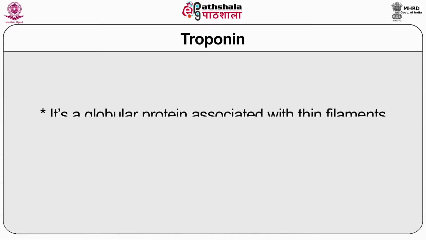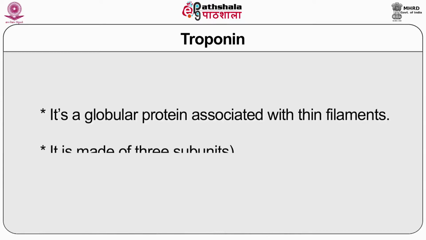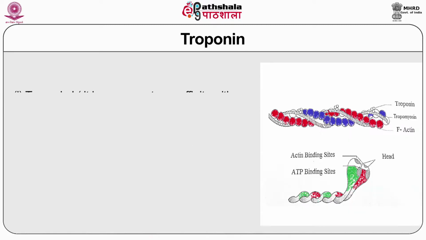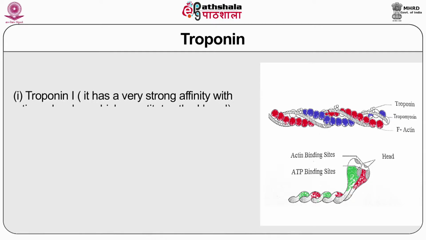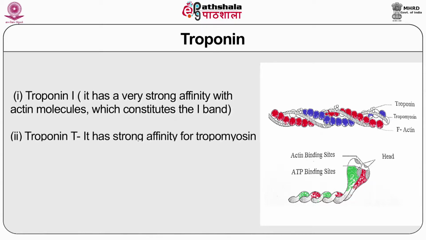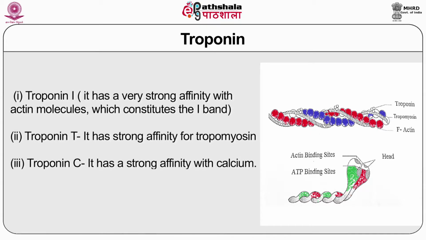Troponin is a globular protein associated with the thin filament. It is made up of three subunits. One, troponin I, which has a very strong affinity with actin molecules and which consists of the I band. Next, we have troponin T. It has a very strong affinity for tropomyosin. And troponin C, it has a strong affinity with calcium. Remember, C stands for calcium.